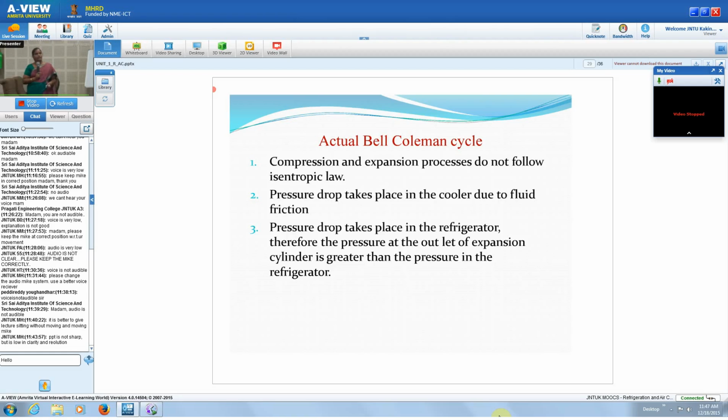In the actual Bell-Coleman cycle, the compression and expansion are not at all isentropic processes. Those are only polytropic processes. With that, S will always increase, whereas in the isentropic process, S will always be constant. So those are the deviations here.